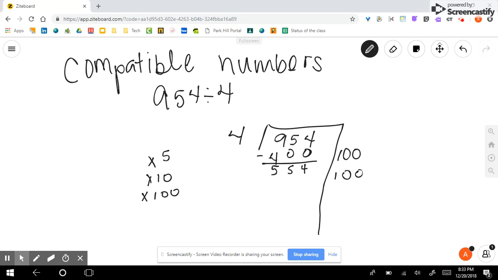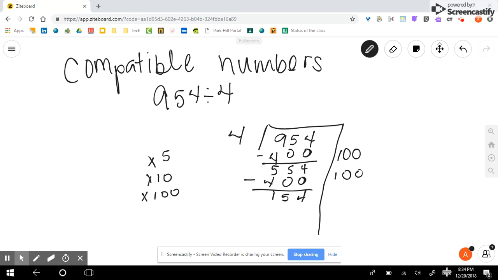Since 554 is close to 400, I'm going to use 100 again. So I'm going to use another 100 groups of 4, which equals 400. I'm going to subtract. 4 minus 0 is 4. 5 minus 0 is 5. 5 minus 4 is 1. So now I've knocked myself all the way down to 154. I can't use 400 again. That's too big. So let me go over here.